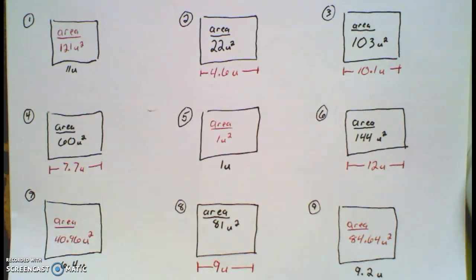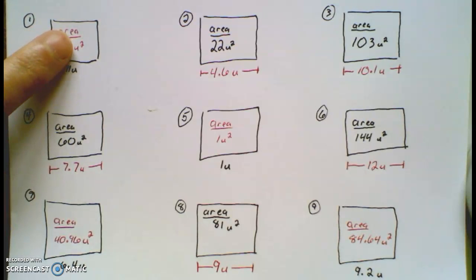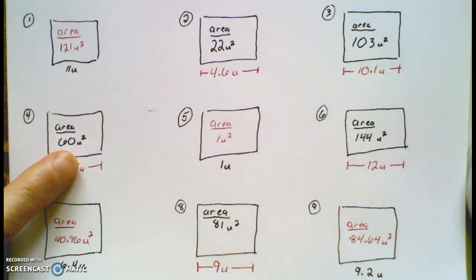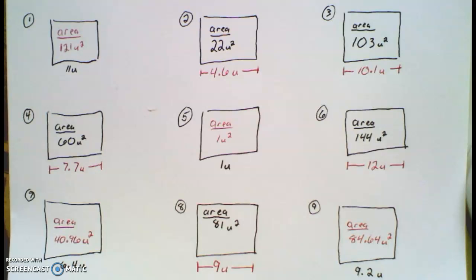Okay, so here are the answers. Check them off. A couple things to pay attention to: you might not have put the units squared for the area, or just the units if it's a side length. Really not the end of the world, right?